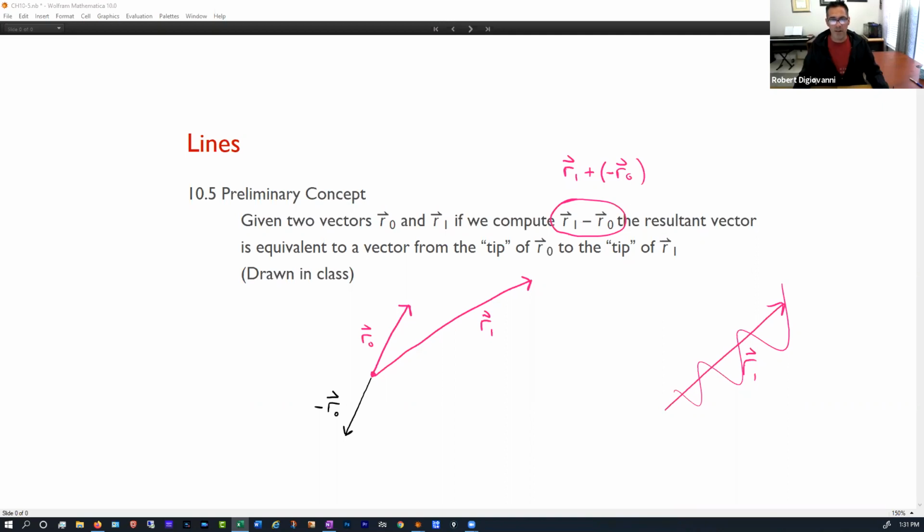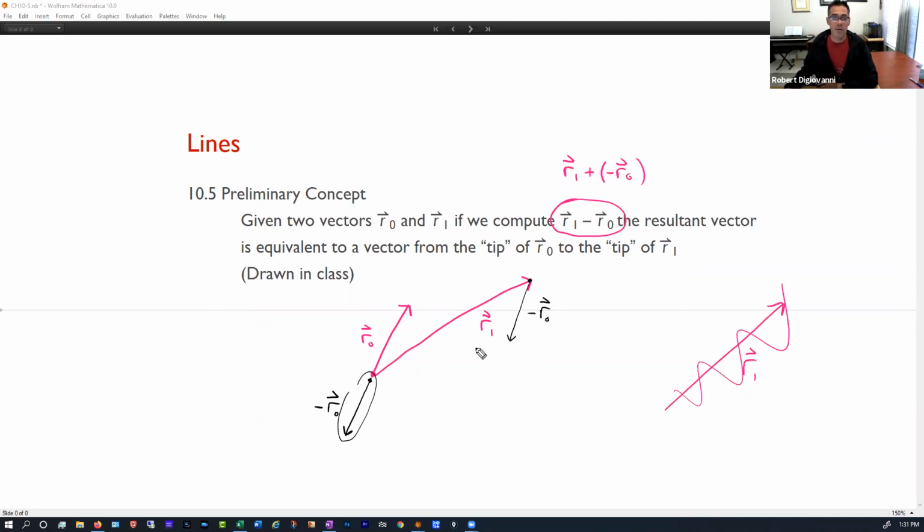Okay, it doesn't matter. So what I'm going to do here is take R1, which is this vector here. I'm just going to leave it there. And then I'm going to take negative R0, which is this vector right there. And I'm going to attach the tail of that one to the tip of this one. So I'm just going to slide this up and put it there, right there. Okay, that's negative R0.